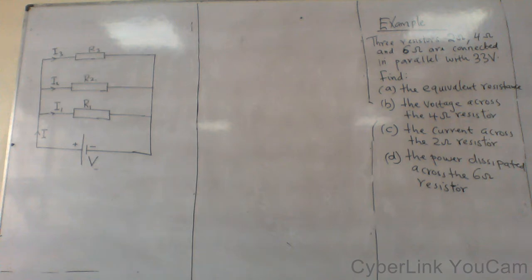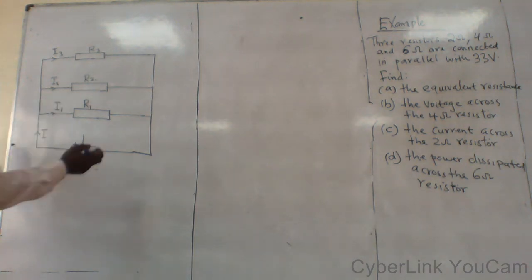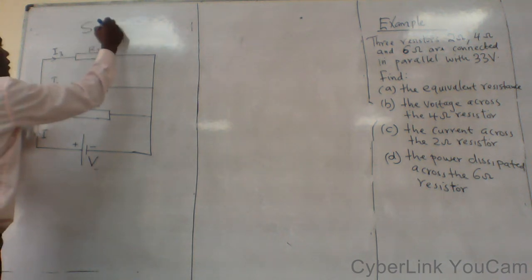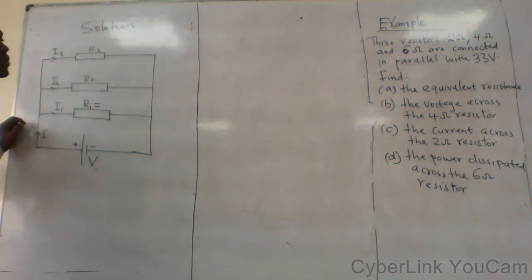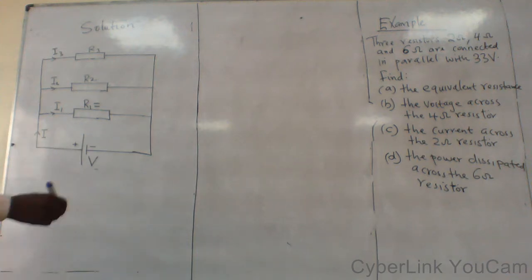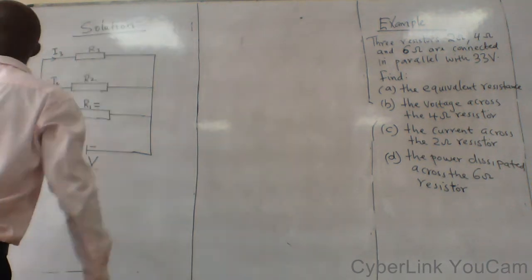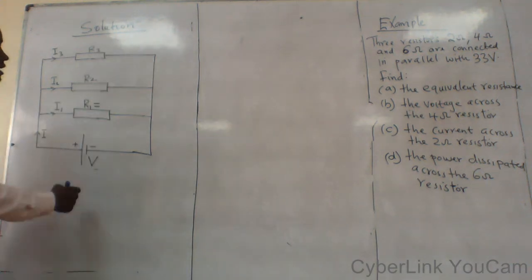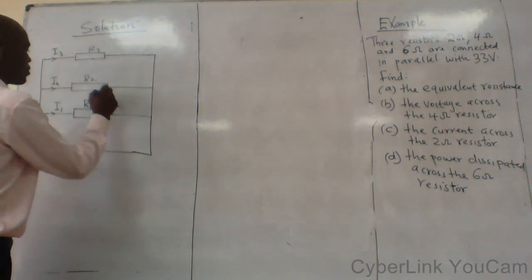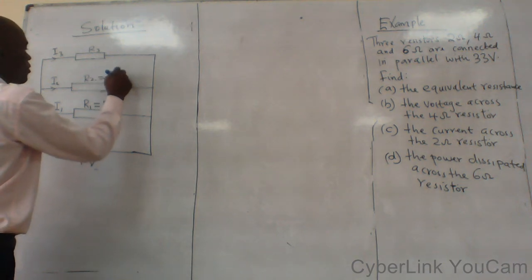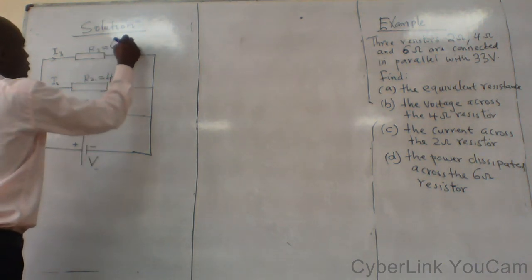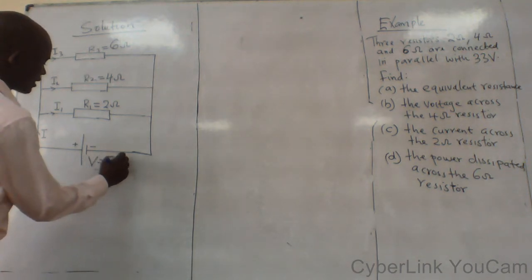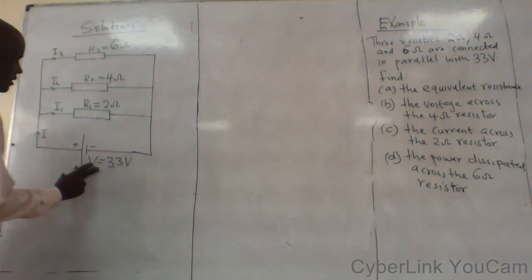So what do we do? We are solving that question. The solution will be: you have to draw this circuit. Remember, this is 2 ohms, this is 4 ohms, and this is 6 ohms. And remember, we have been told the voltage here is 33 volts.